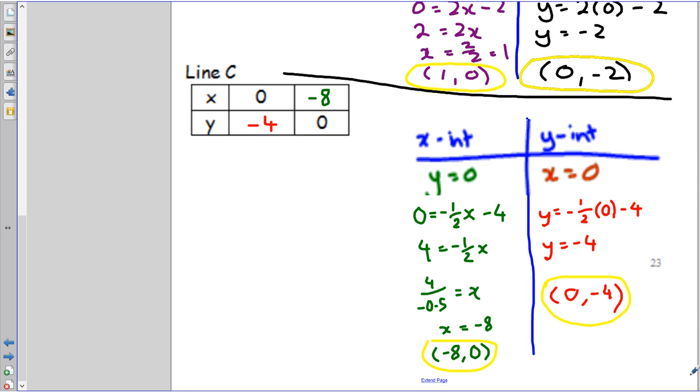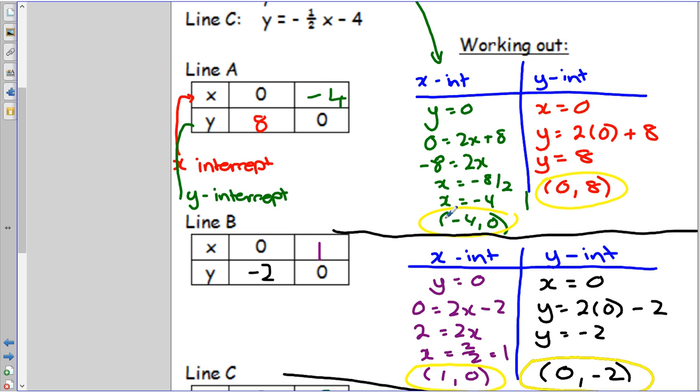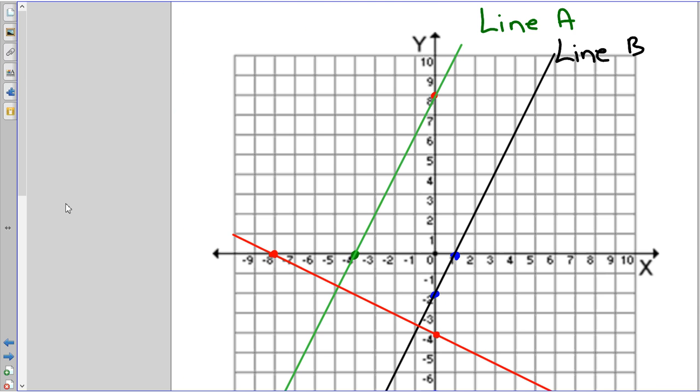You'll start to see the next page. I've plotted these points. So to start with, let's just look at line A. Plot this point, negative 4, 0, and 0, 8. Negative 4 and 0 is this point here. 0, 8 is that point there. See there the x and the y-intercept? And then you just rule a line between those 2 points.